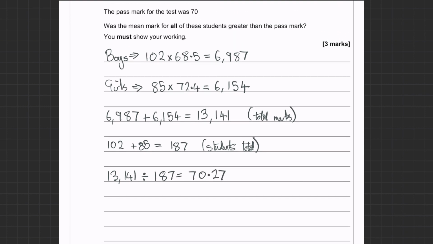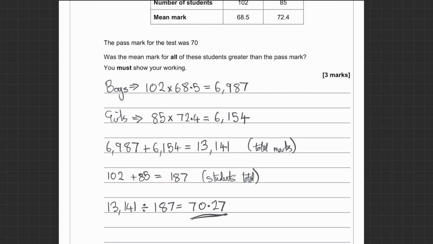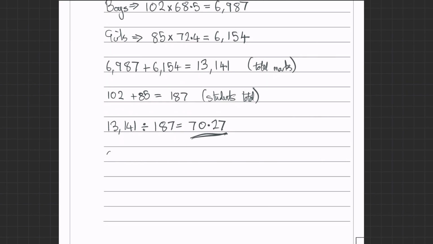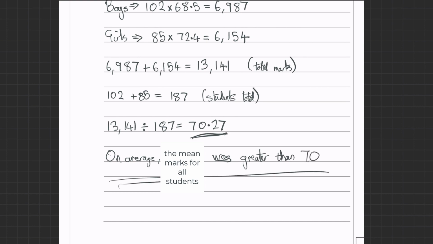Now looking back to the question, because we've now found the mean mark, and the question asks, was the mean mark for all of these students greater than the pass mark? Well, 70.27 is greater than the pass mark, which was 70. So, on average, the mean marks for all students was greater than 70. You'll get a mark for either one of these. You'll get a mark for this part here. You'll get a mark for this value, and you'll get a mark for this alongside this.